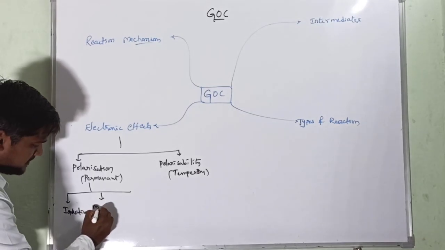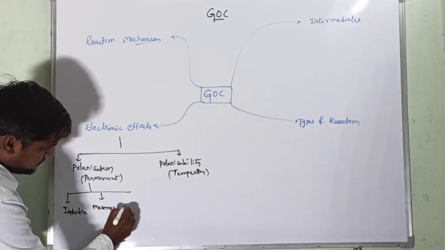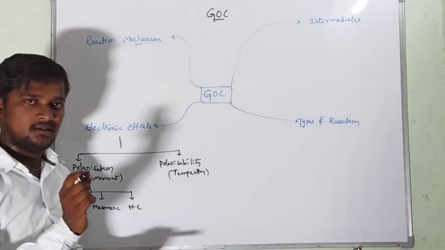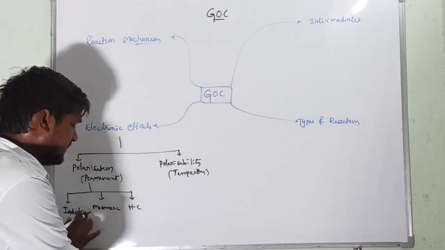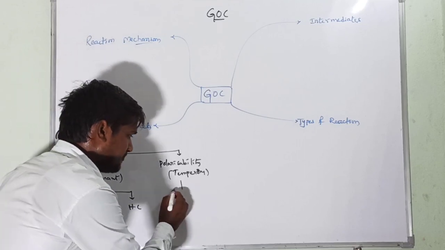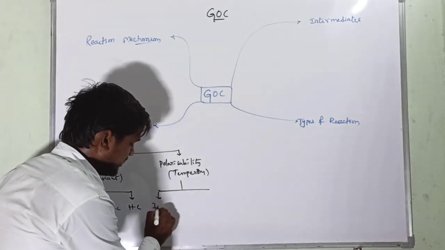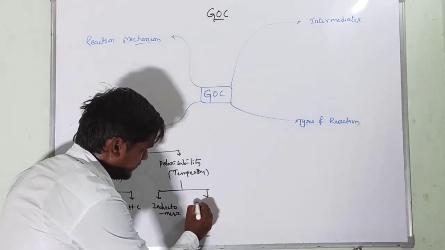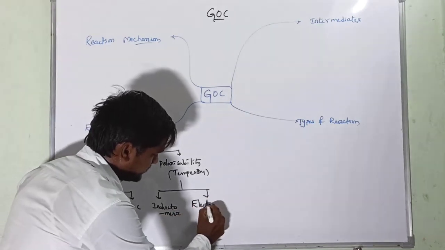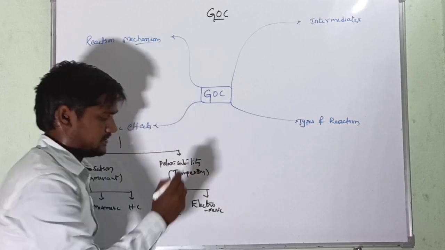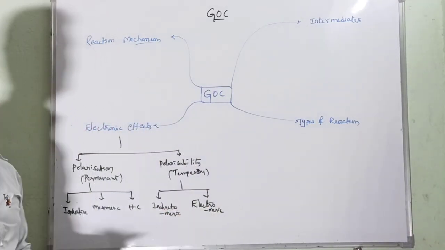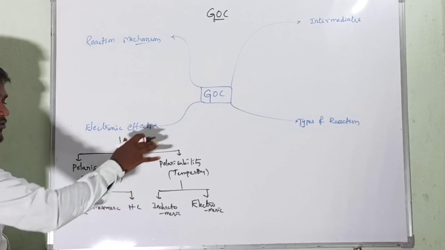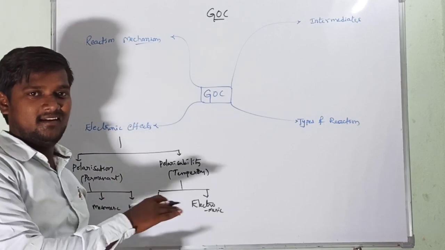Now the second one is the mesomeric effect. The third one is hyperconjugation. These three are the permanent effects. Now the polarizability effects are the inductomeric effect and the electromeric effect. These effects are available in electronic effects.